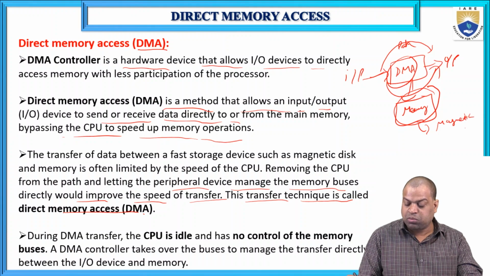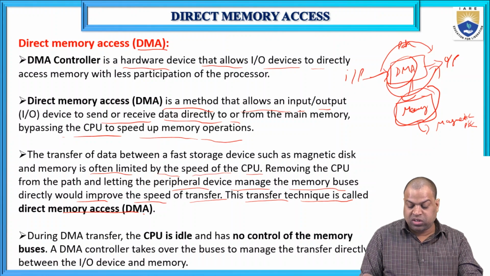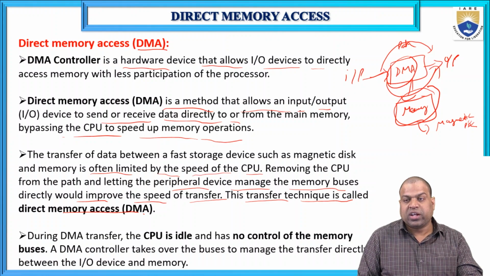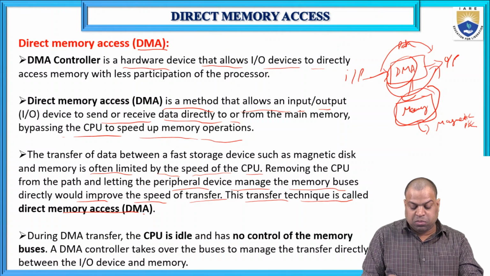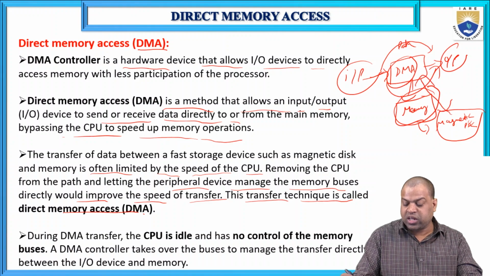So it is also one type of memory, and memory is often limited by the speed of the CPU. If I am connecting the CPU with memory using a magnetic disk, it takes a lot of time to transfer the data from input to output. If you remove the CPU from the path between the peripheral devices, meaning input, output and magnetic disk, then only input output direct memory access connects to the magnetic disk, with no CPU help.